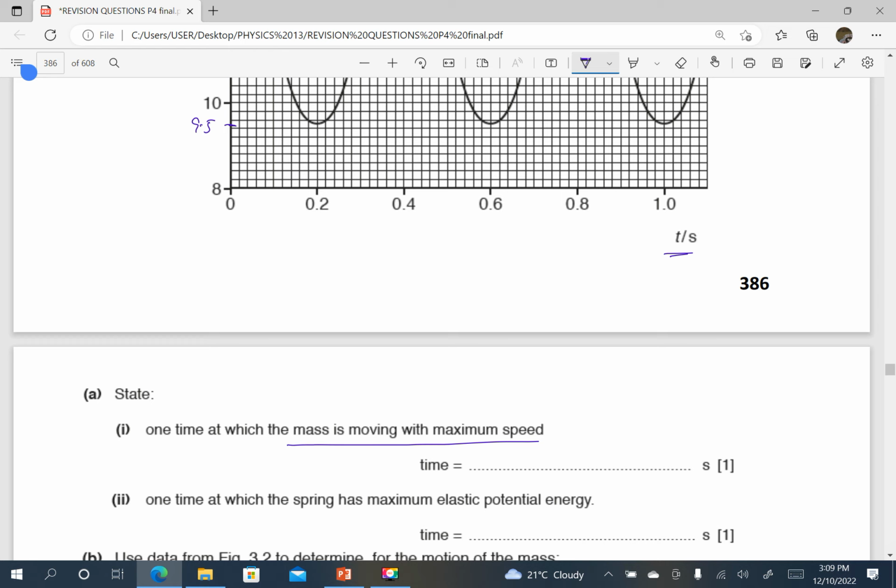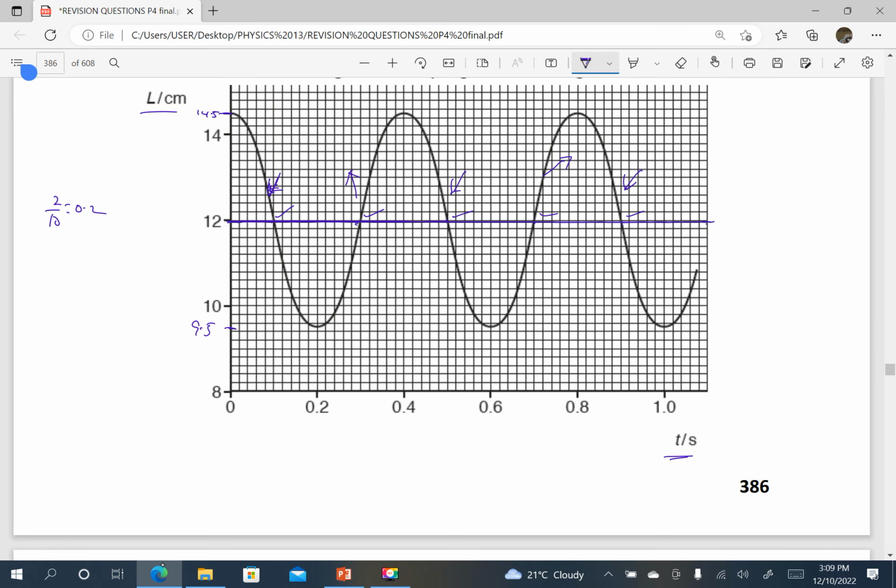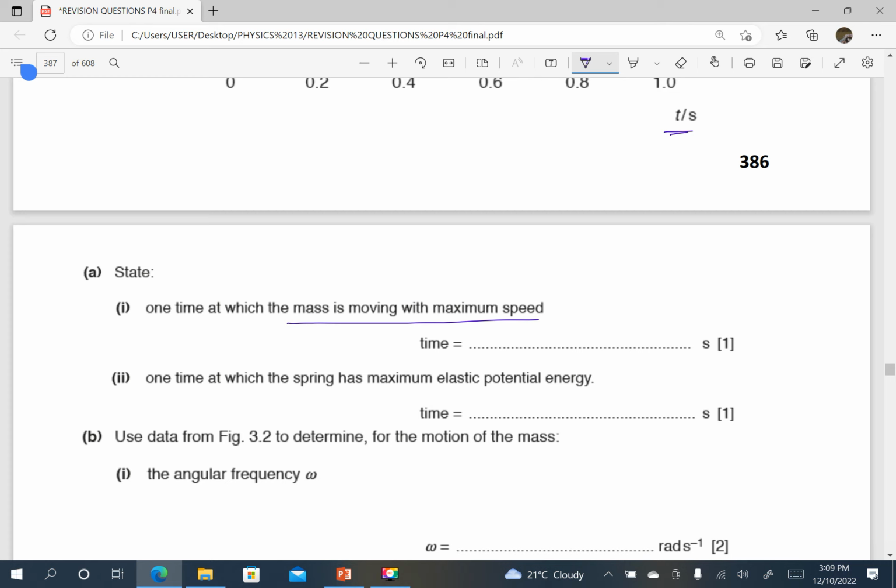State one time at which the mass is moving with maximum speed. So you can find the times easily. The first one is here. The second one is there. The third one. The fourth one. The fifth one. And so on and so forth. So the values of time I expect you to get are 0.10 seconds, 0.30 seconds, 0.50 seconds, 0.70 seconds, and also 0.90 seconds. So any of those values of time can fit in that bracket, that dash.